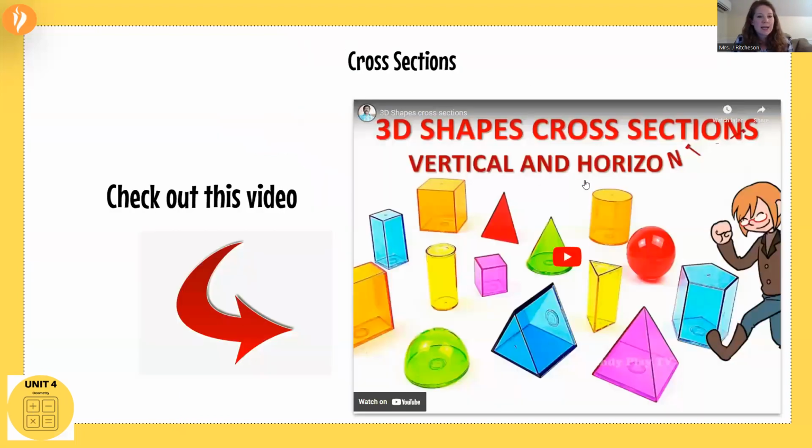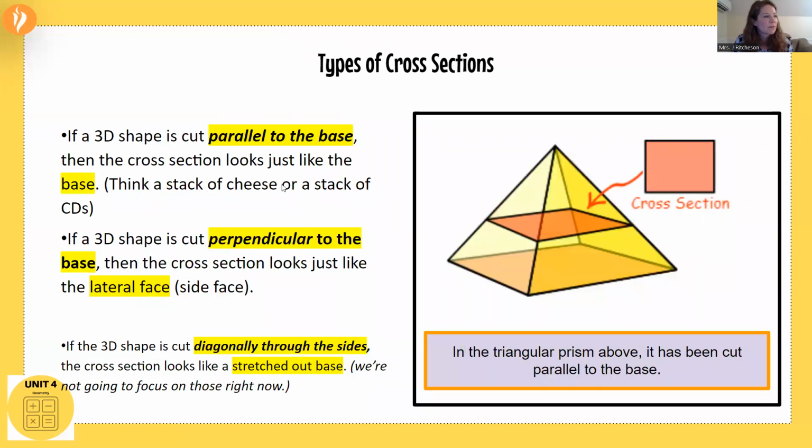All right, you can come back if you need to and look at this quick video. It's entertaining as well. Like I said, if a 3D shape is cut parallel to its base, like this picture here, then the cross section looks just like the base. Think a stack of cheese or a stack of CDs.